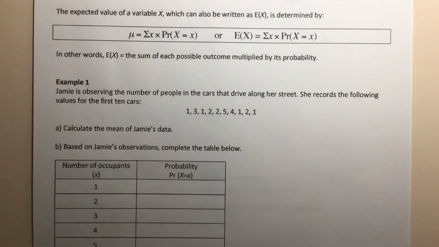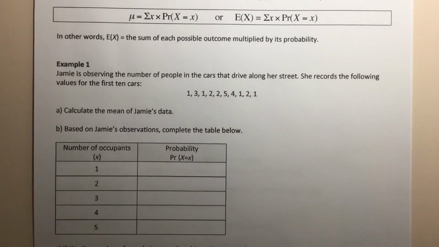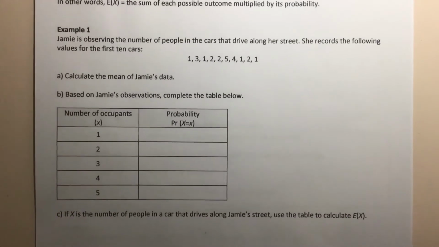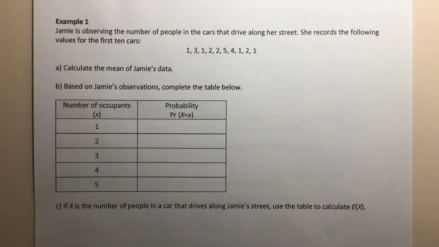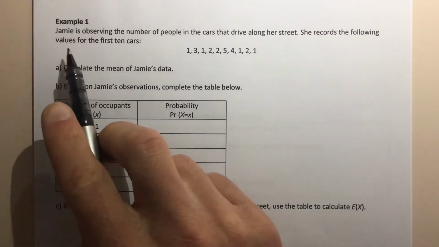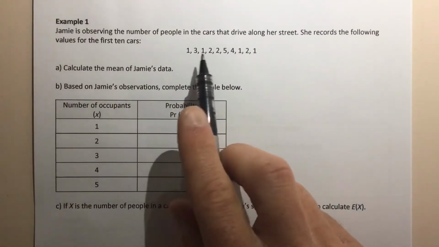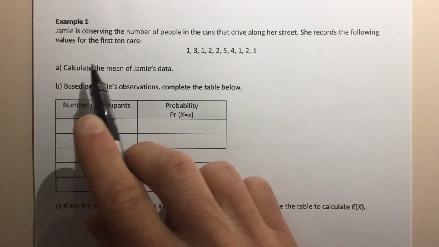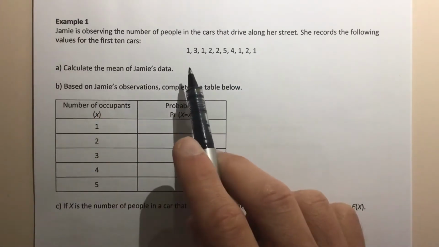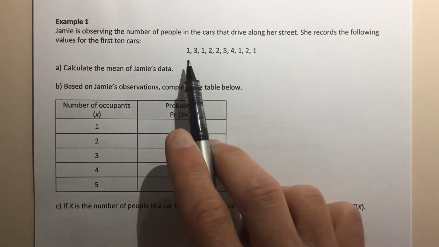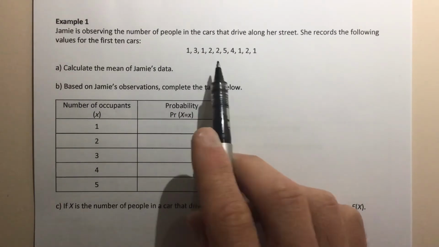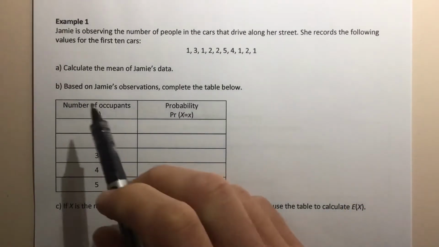Let's start with an example where we can think about this using what we know about statistics and the mean, but also see how it works when we convert things into probabilities. In this example, we've got Jamie, who's observing the number of people in the cars that drive along her street, and she records the following values for the first 10 cars. The first car had one person in it, the next car had 3, the next car had 1, and so on. Calculate the mean of Jamie's data.